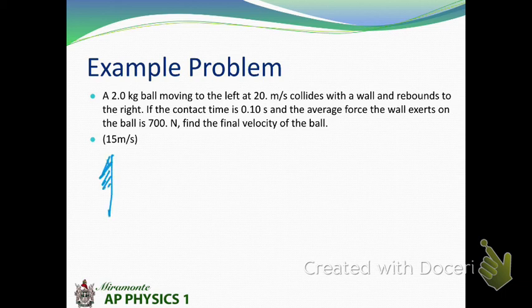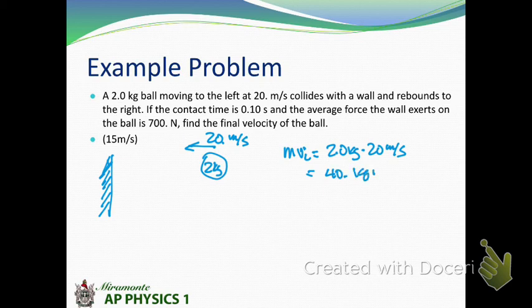Once again, I start with a sketch of the wall and a ball that's moving to help me keep straight what's going on, because these are vectors. The initial momentum is going to be 2.0 kilograms times 20 meters per second, or 40 kilogram meters per second to the left. I'll put a little to the left here. Our delta t is 0.10 seconds, and our force is 700 newtons.